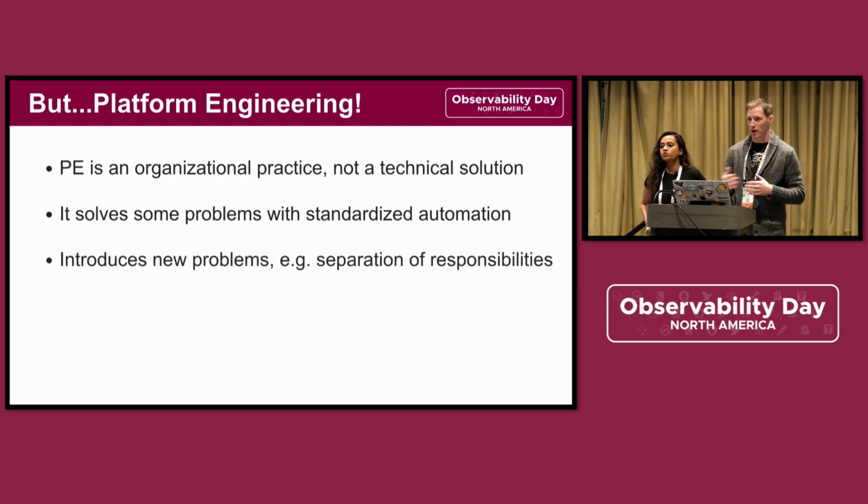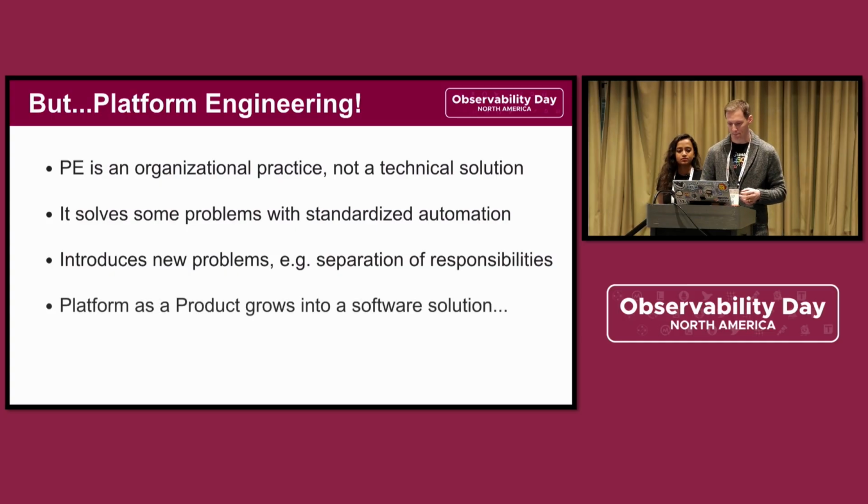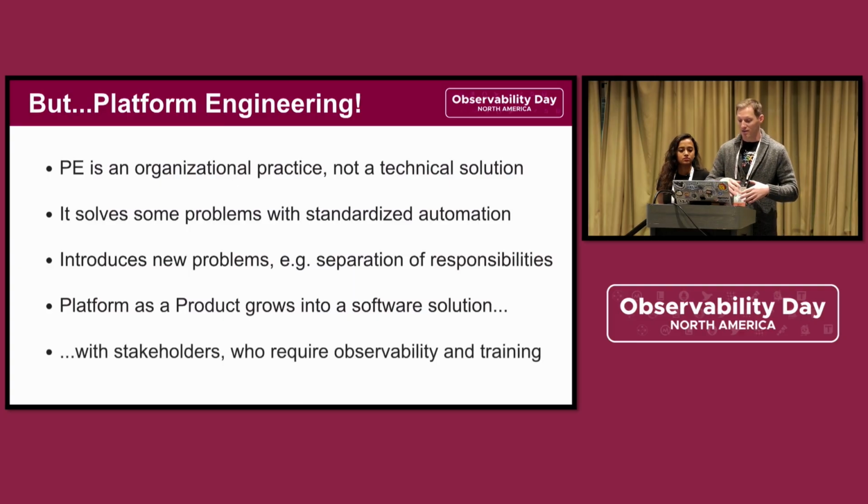And then it also introduces new problems. Separation of responsibilities is a big factor in platform engineering. If anyone's read Platform Engineering on Kubernetes, Mauricio Salatino's book, in every single chapter he mentions that the separation of responsibilities has to be clear if you're going to be successful. It's a technical book, and he still mentions that in every single chapter. As your platform goes into a product, we adopt a platform as a product mentality. Now you have a software solution. And the platform has stakeholders. The platform has a product owner. And they all require observability and knowledge and training around it. So it doesn't make the problem go away. It just shifts the problem.